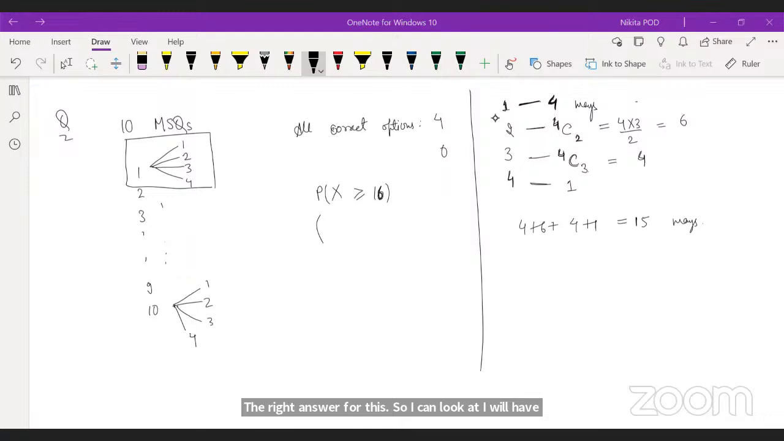If only 1 option was correct, then I had 4 ways. If there were 2 options correct, then I had 6 ways to select. If it was 3 options correct, then I had 4 ways to mark the option. And if there are 4 options correct, then I have only 1 way to mark the option. So we have a total of 15 ways to mark the answer for this question.